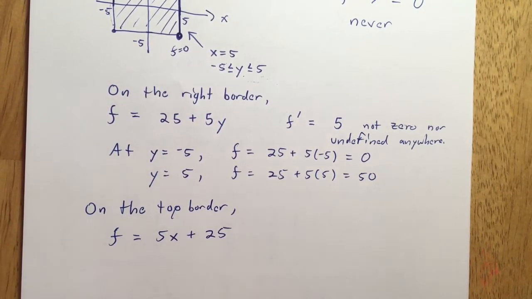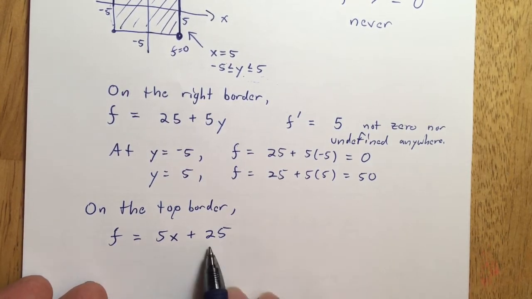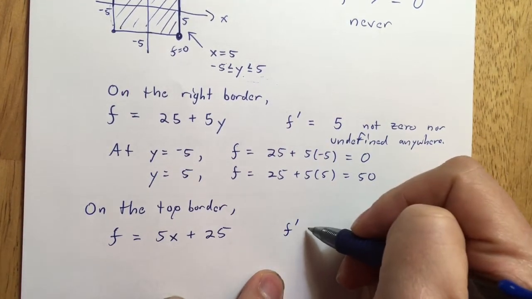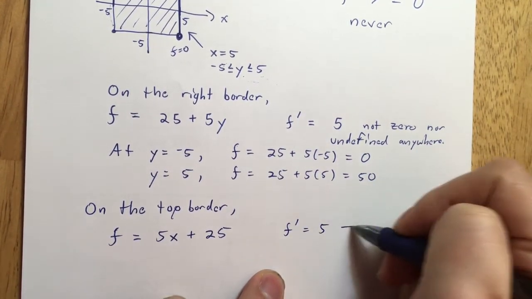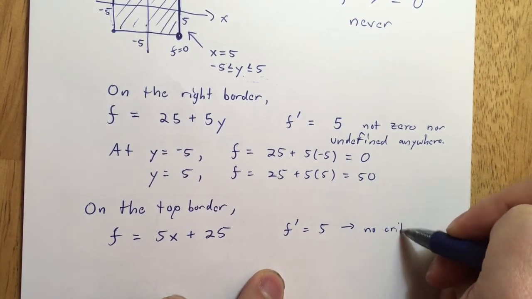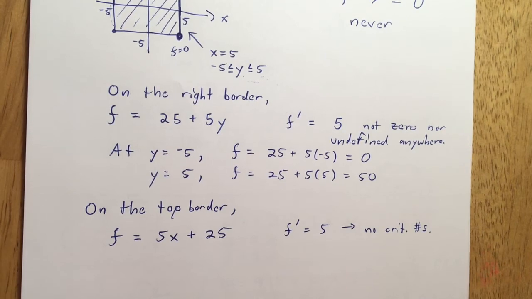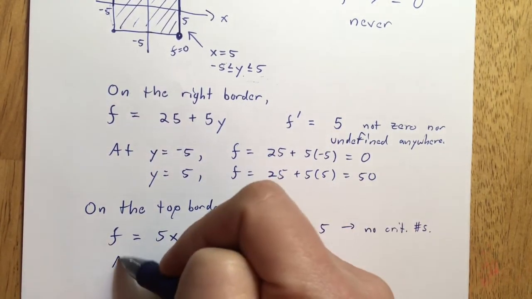So we want to minimize or maximize this on the interval from negative 5 to 5. Well, what we do is we find the critical numbers, and we do that by checking the derivative. The derivative is 5, so there's no critical numbers. So the only place it can have a minimum or a maximum is at the endpoints. So we check the endpoints.